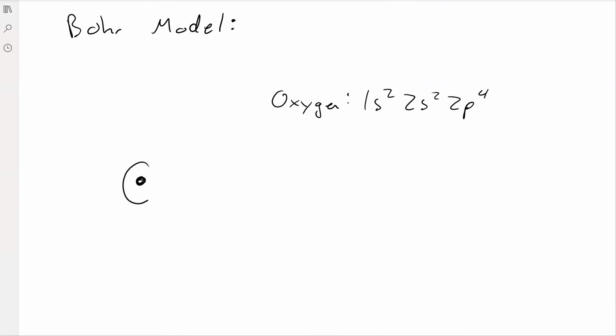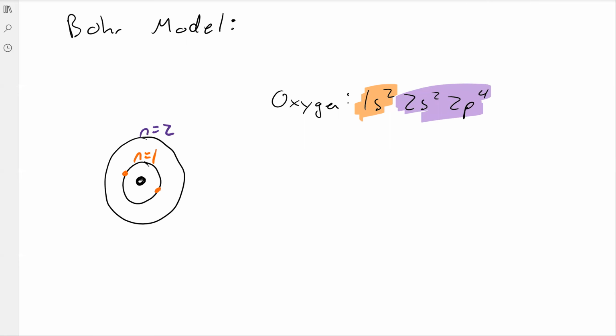And if we were to draw a picture of it, we would have some kind of nucleus in here. Then we would have our n equals 1 orbit. We would have 2 electrons located in that. And then if we think about our n equals 2 orbit, both the 2s and the 2p go in that same overall energy level. So while they are in different subshells, their n is still the same, and so they're still approximately the same energy level. And so here we can see that we have 6 valence electrons in oxygen.